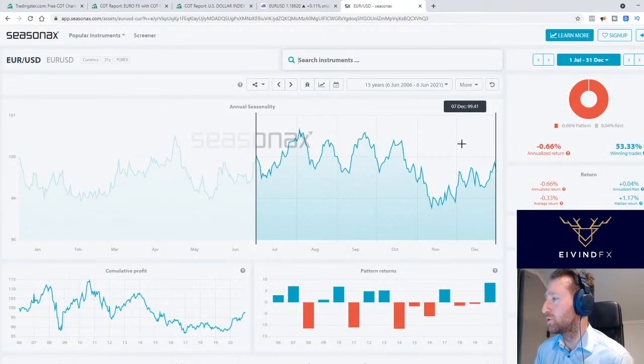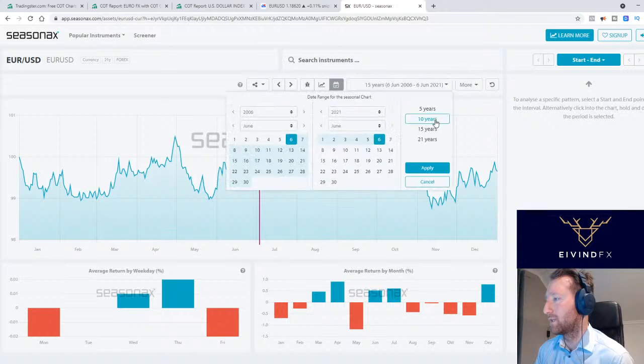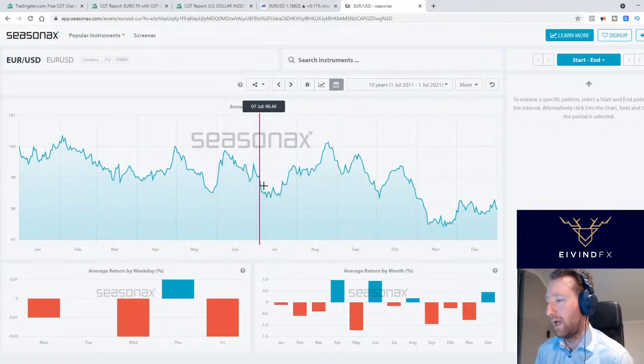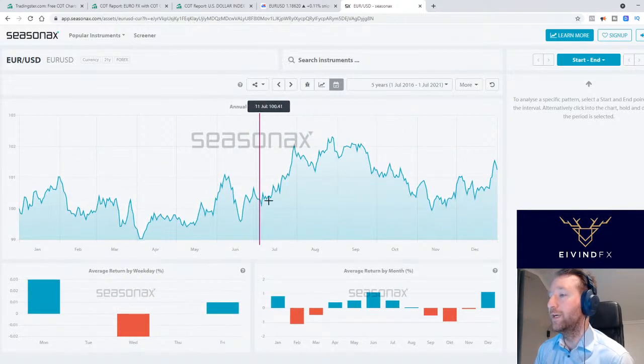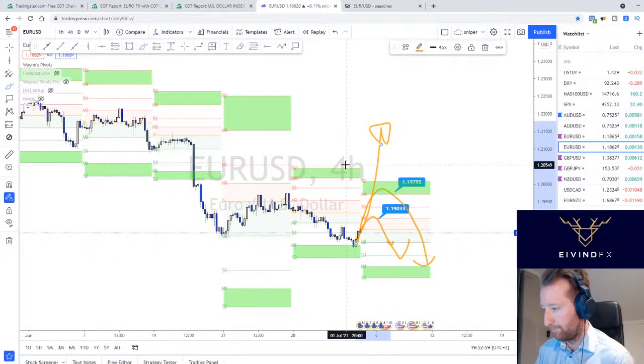But if we look into the seasonality on euro dollar, we are supposed to rise throughout July and peak around August for the past 15 years. For the past 10 years, we have kind of bottomed out in July and ended high. And for the past 5 years, we have really been strong. And for the past 21 years, we still have risen. So no matter what we do, we still have risen in July. That's a piece of information you need to have in control right now.